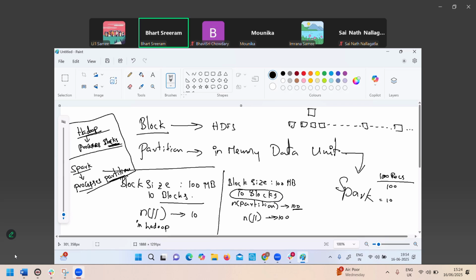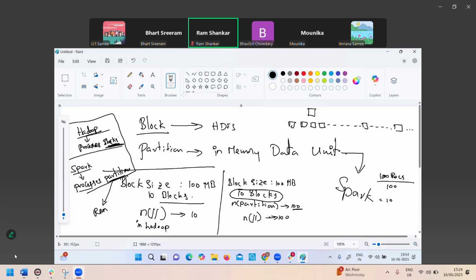Where is the location of the worker partitions? RAM, because of in-memory computing. Where is the location of the block? Disk of worker nodes. Here, RAM of worker nodes. All of you clear? Yes, sir.